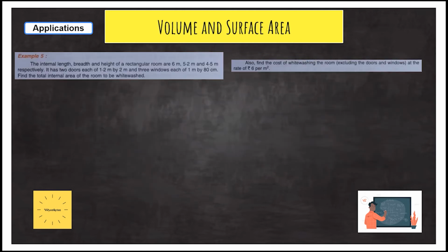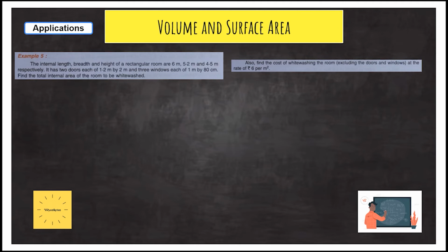Now we will see one example. The internal length, breadth and height of a rectangular room are 6 meter. Here just this is one example, just we have studied whatever we have studied. The internal length, breadth and height of a rectangular room are 6 meter, 5.2 meter and 4.5 meter respectively.